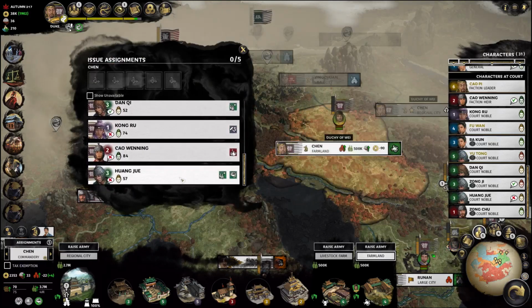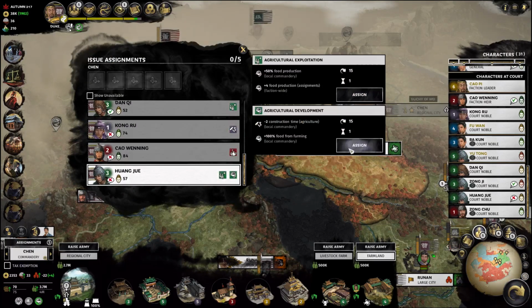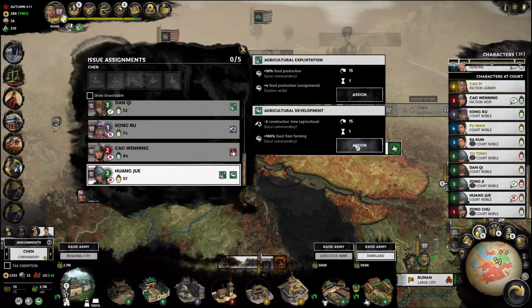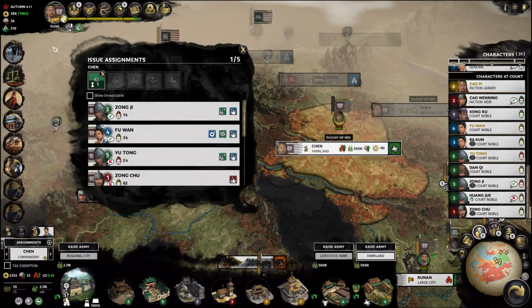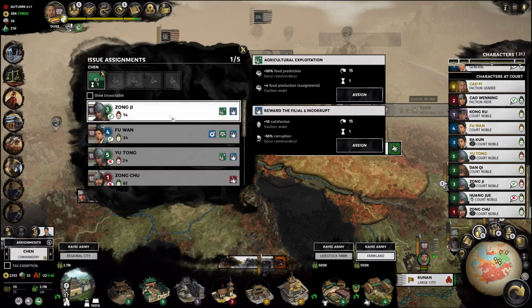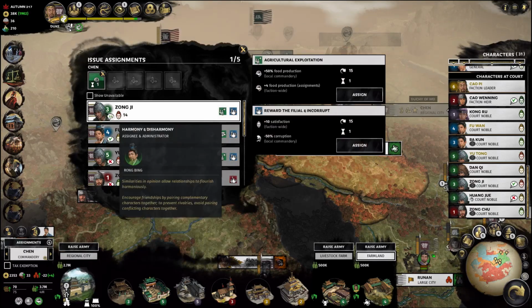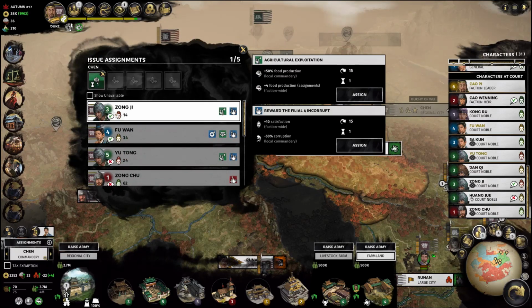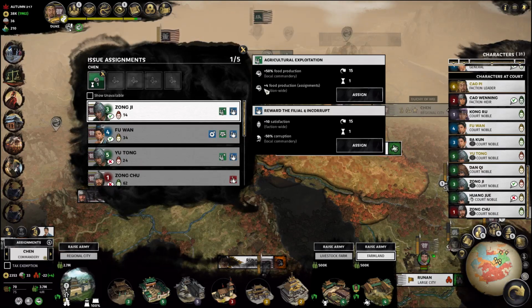So he can also do the agricultural development, and it gives us minus 2 construction time for agricultural buildings and a 100% bonus to food from farming. Let's assign him, for example, and we will get the bonus in the next turn and not in this turn. Let's take this guy, for example, and the champions are always the ones that have to do with the food production bonuses and stuff. You can also see it in the reform, which we'll get to in a minute. Plus 50% food production, plus 4 food production. This is the assignment that I will give him.